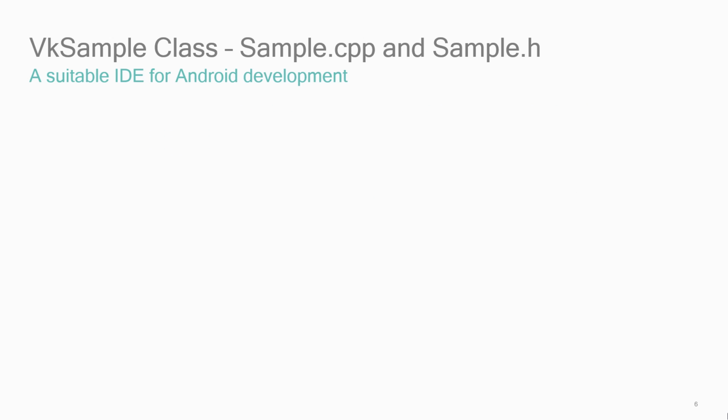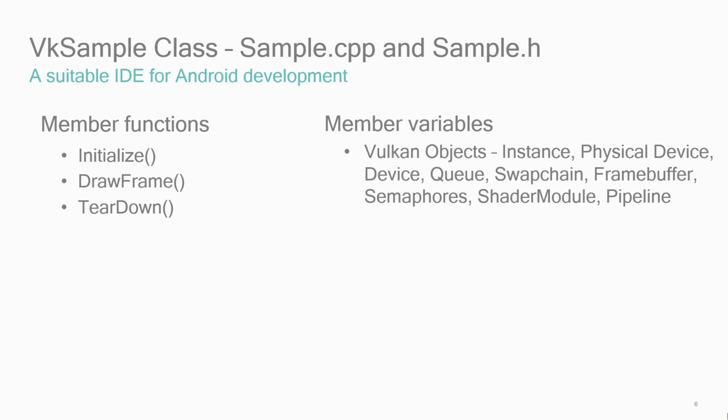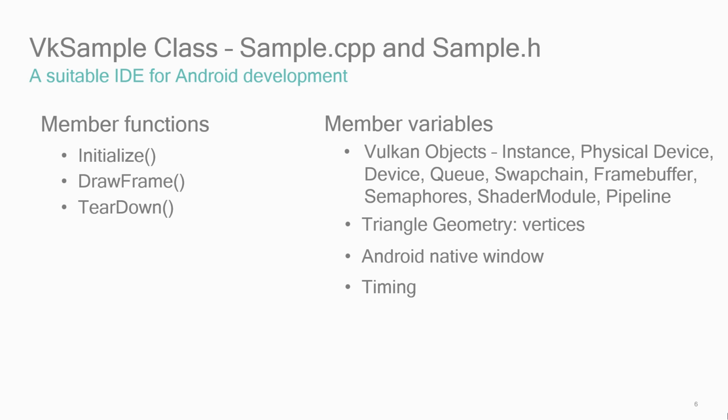The VK sample class comprises most of the logic for the sample. Sample.cpp and sample.h are 2 files which implement this class. The key functions are initialize, which initializes Vulkan for rendering, draw frame, which performs the rendering, and teardown, which cleans up the Vulkan objects. Most of the member variables store various Vulkan objects. Additionally, the triangle geometry is defined and the Android native window is stored, and there's also a few timing-related variables.